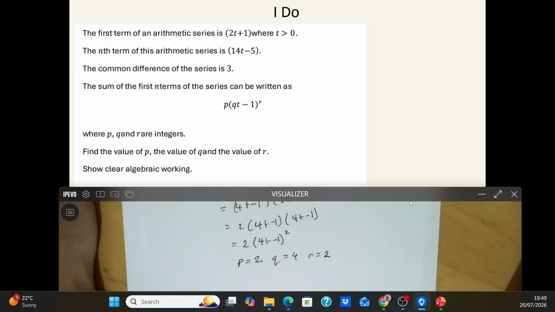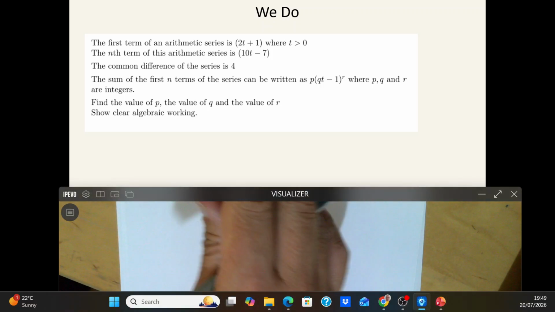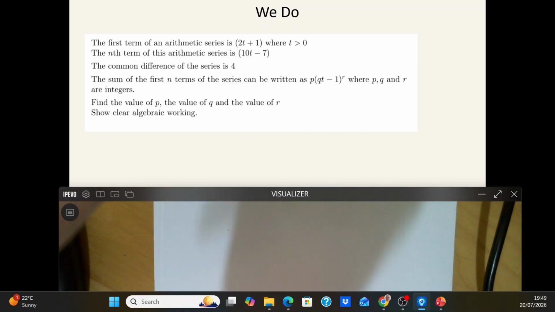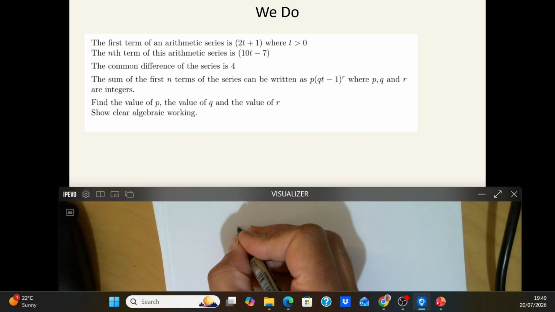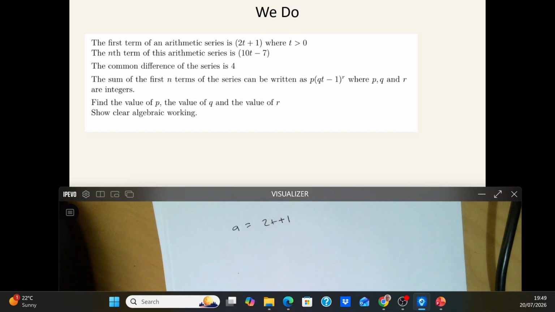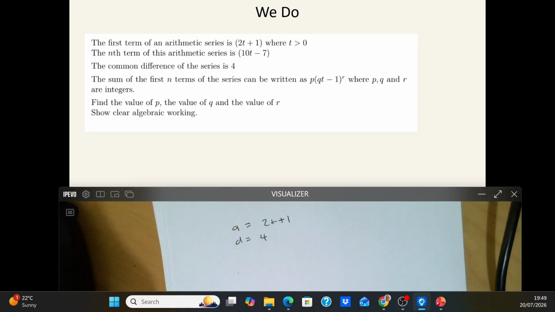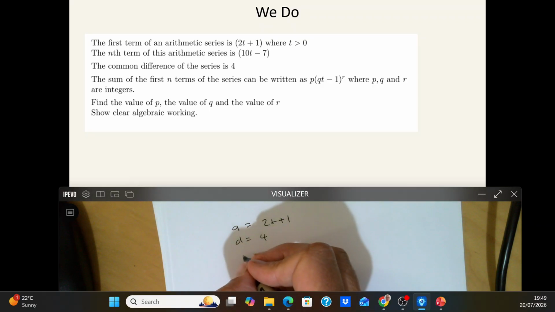Right, so that's my go. You've watched it, you've seen it. We'll most probably refer to it as we come to the you do. So let's have a look at the we do. Let's have a look at this. So looking at this, what does it tell us A is? So let's write that down. A equals 2t plus 1. What does it tell us D is? What does it tell us that the nth term is?